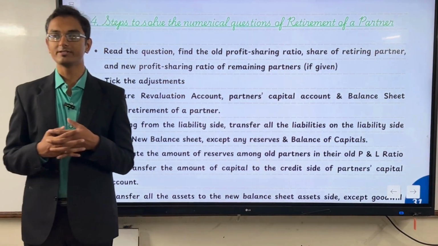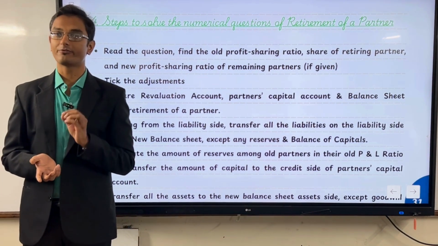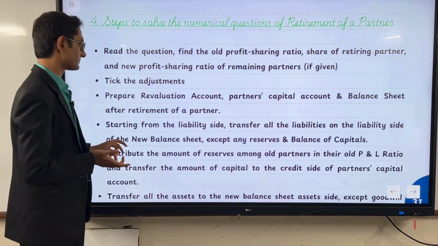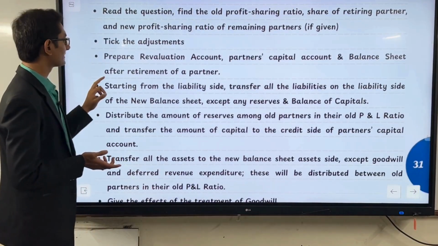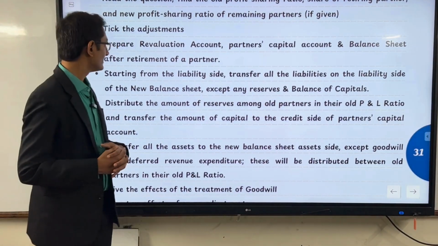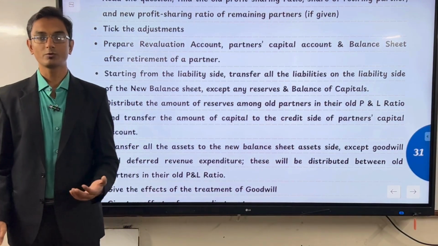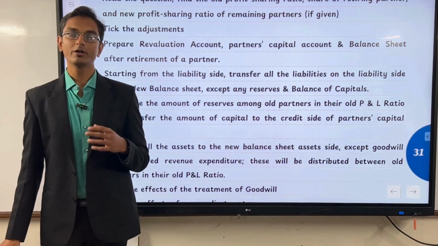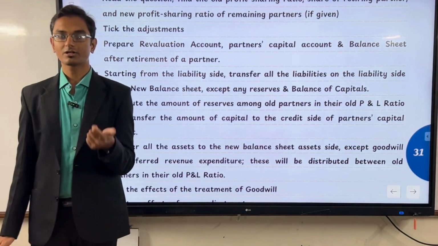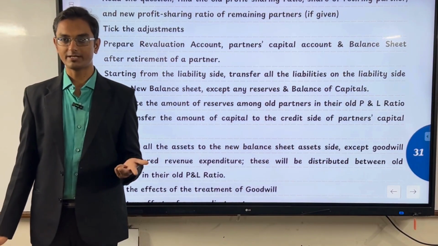That is why we have to find the share of the retiring partner in the old form, and the new profit sharing ratio if it is given, and if necessary, if required, then we need to find out the new profit sharing ratio. Otherwise we are not supposed to find out the new profit sharing ratio. Then after tick marking the adjustment, prepare the revaluation account, partners capital account and balance sheet after the retirement of a partner. Whatever the question demands, accordingly you need to prepare. Maximum 3 things they can demand: one is revaluation account, second is partner's capital account, and third is balance sheet.